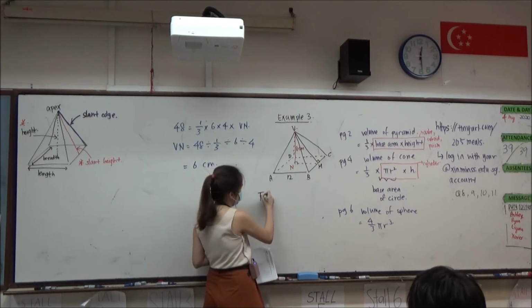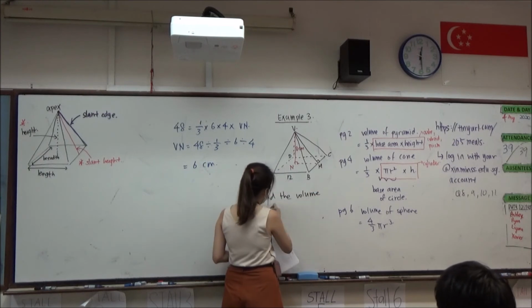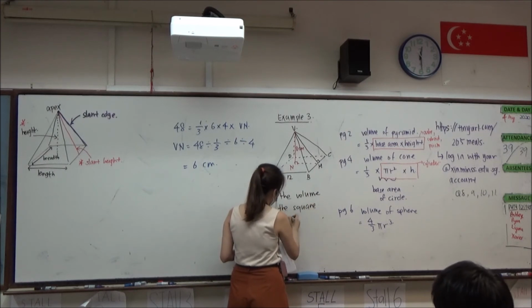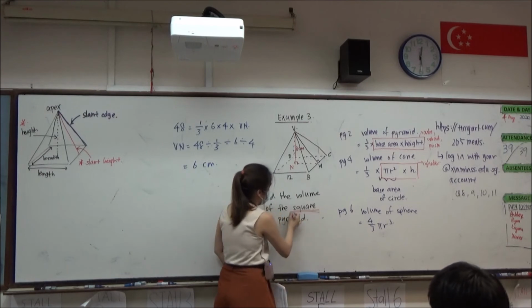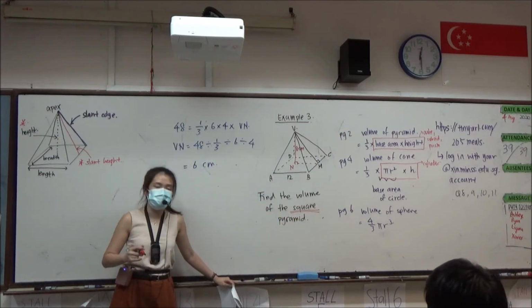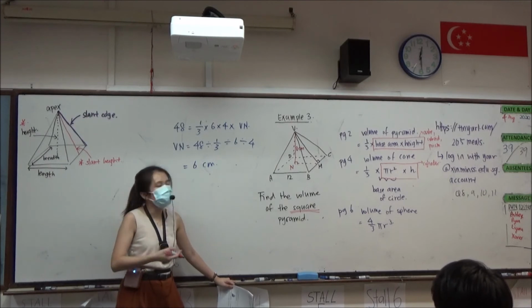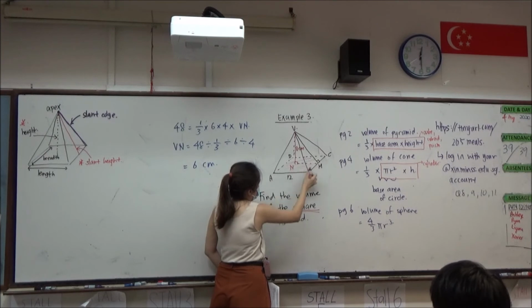The question specifically says square pyramid, so you're going to be able to recognize what a square pyramid is. A square pyramid doesn't mean that all sides are square. If all sides are square, it's called a cube. So a square pyramid is when the base itself is a square.